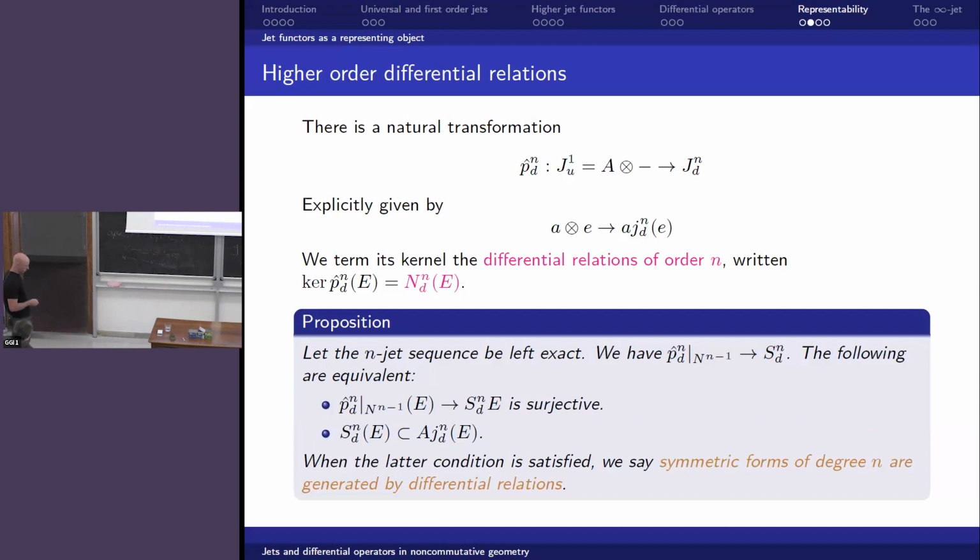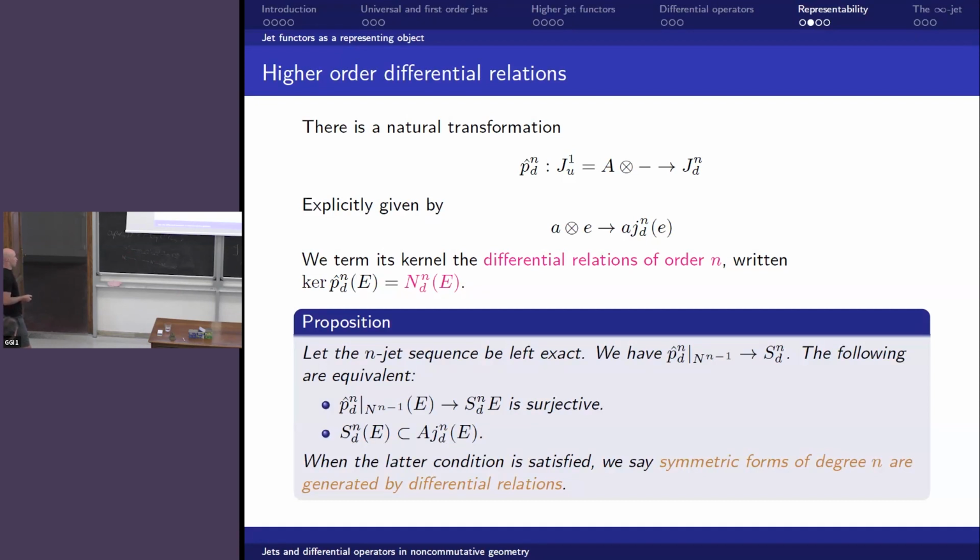And it turns out what you need for jets to represent differential operators is for your jets to be quotients of the universal one jet by these higher order differential relations. So you need them to be quotients of this if you want jets to be representative objects for differential operators. But you could equivalently see this as these quantum symmetric forms being generated by prolongations.